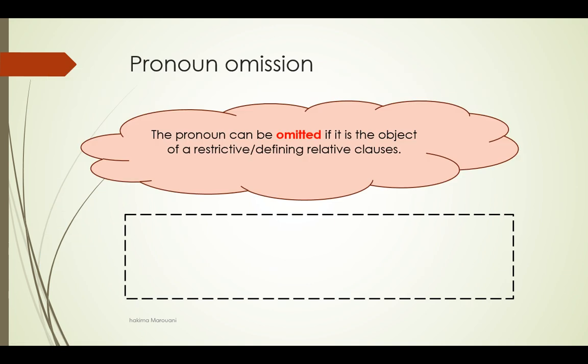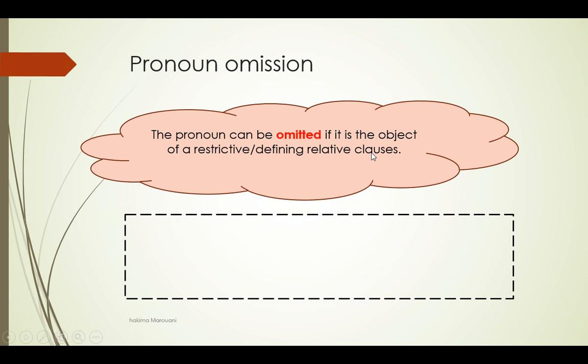So here, as you can see, these pronouns can be used in sentences to explain a previous noun which is not clear. But sometimes we can omit these pronouns, in certain positions. So the relative pronoun can be omitted if it is the object of a restrictive defining relative clause.